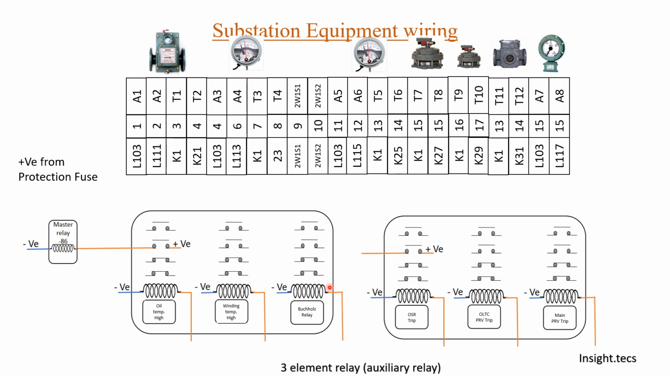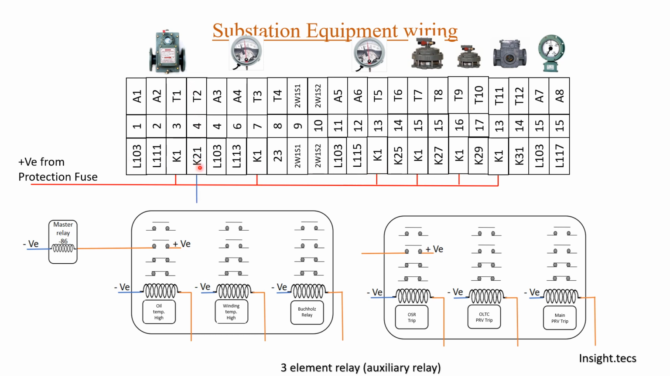And how we are going to give the positive to this coil to make the complete circuit is we'll use positive from the protection fuse, K1, to each and every auxiliary protection which we are going to use for a tripping circuit. We have to give positive from the protection fuse. The nomenclature is generally K1 for that.